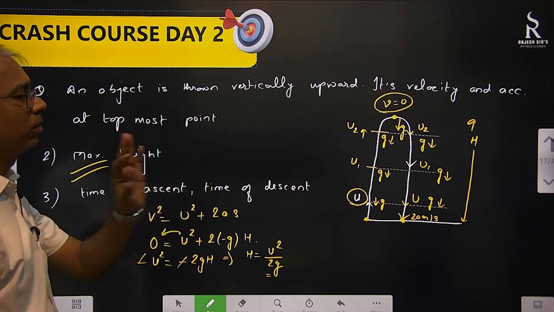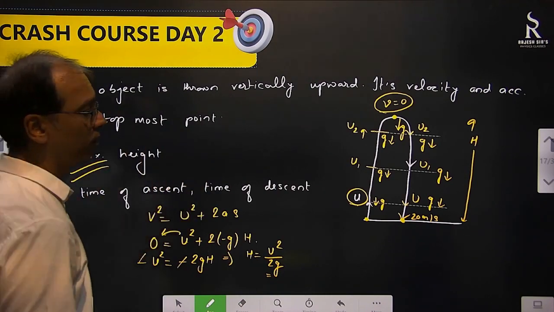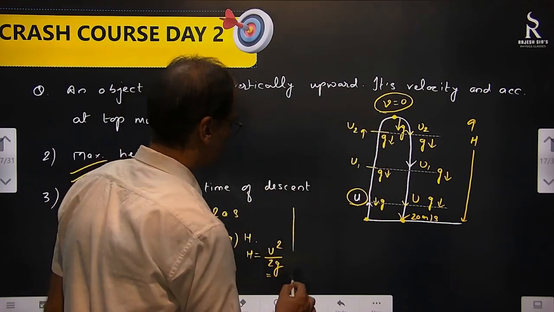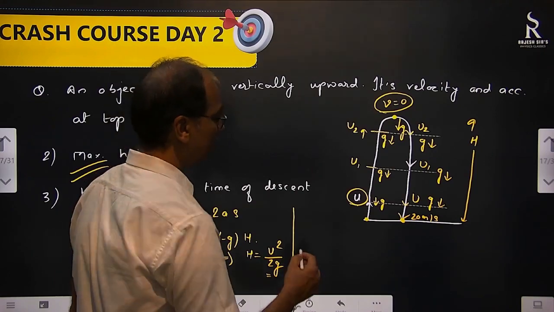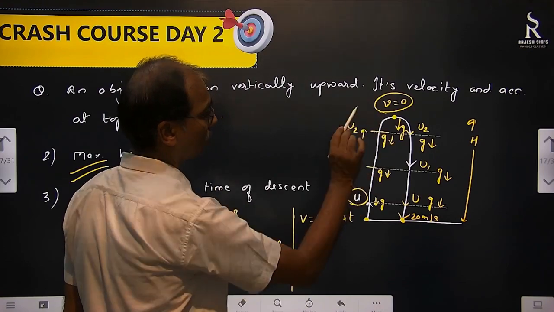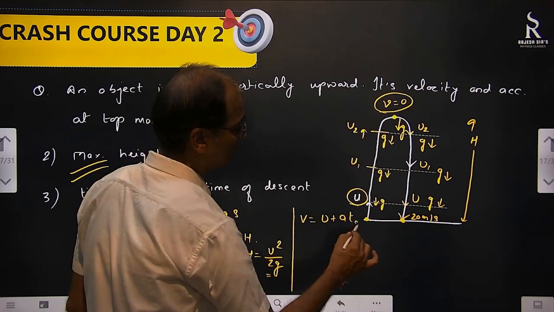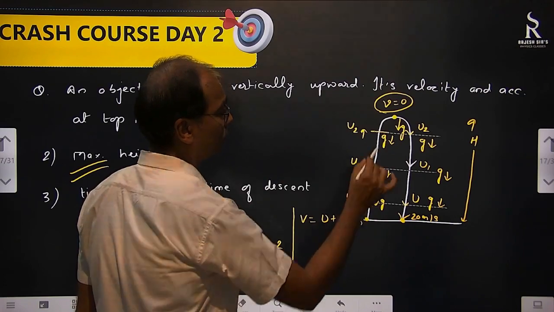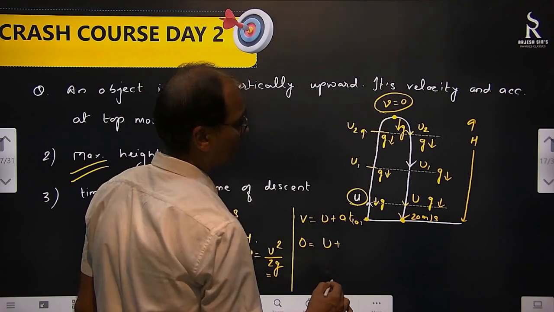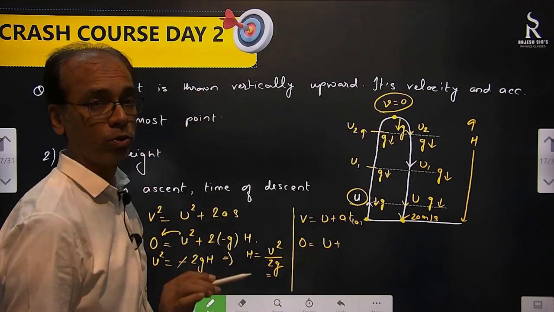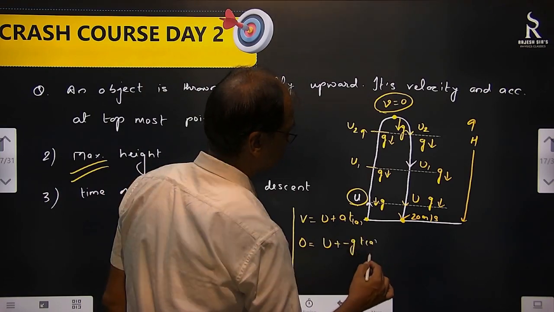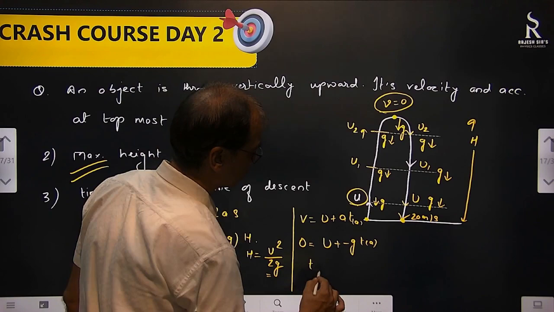Then what? Time of ascent also and time of descent also. What is time of ascent? Time of ascent means time taken to move to the topmost point. The time of ascent we will find. So what equation will we use? v equals u plus at, because we require time. Initial velocity u, final velocity 0. Acceleration is in the same direction as velocity or opposite? Opposite direction, so minus g, into time of ascent. So time of ascent comes out to be u by g.